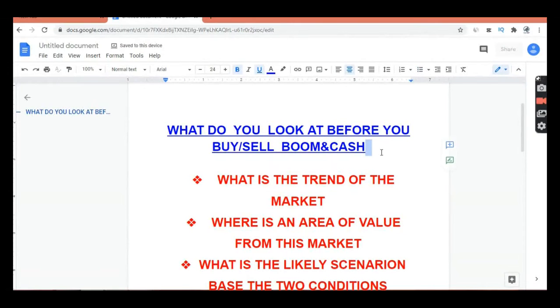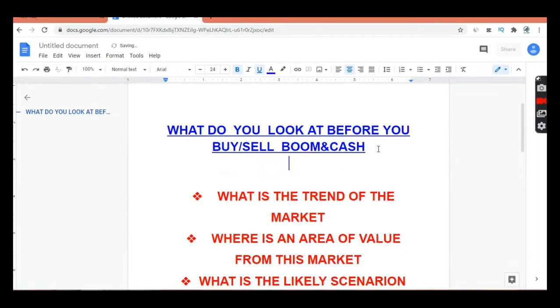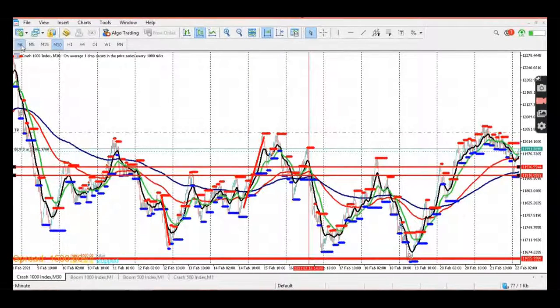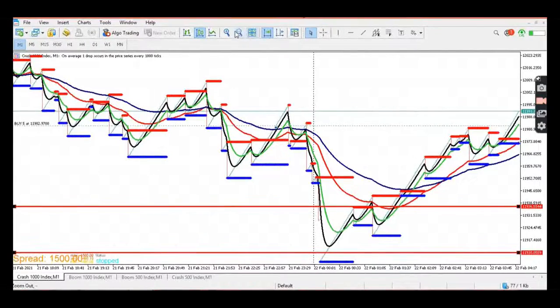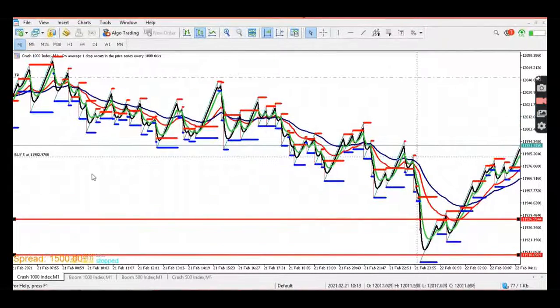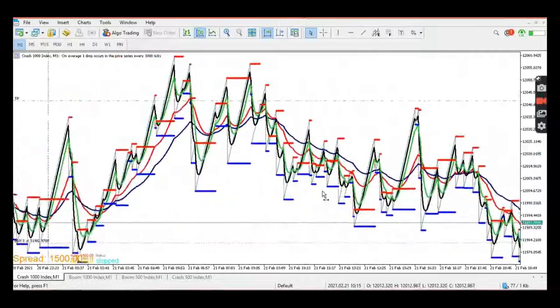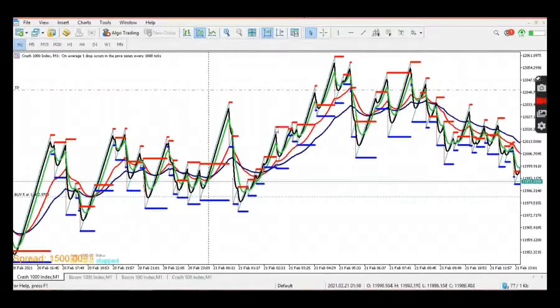Now, our topic for today is this: what do you look at before you buy or sell boom and crash? A lot of people will say, this price is very high. Because price is very high, you'll just go and buy. Or price is very low, you just go and buy and sell. All that one is not the answer.